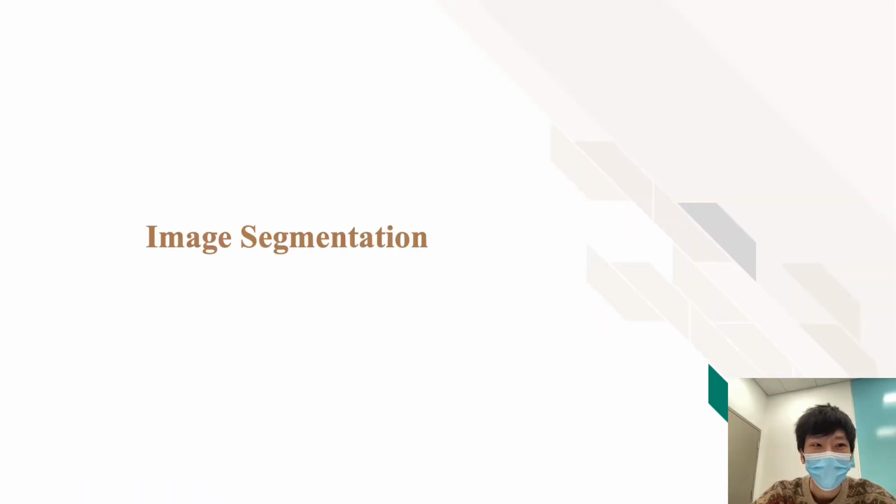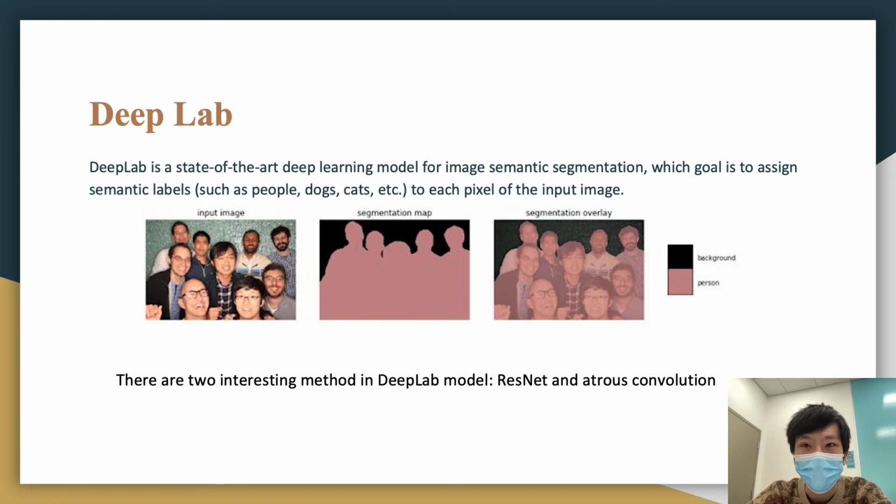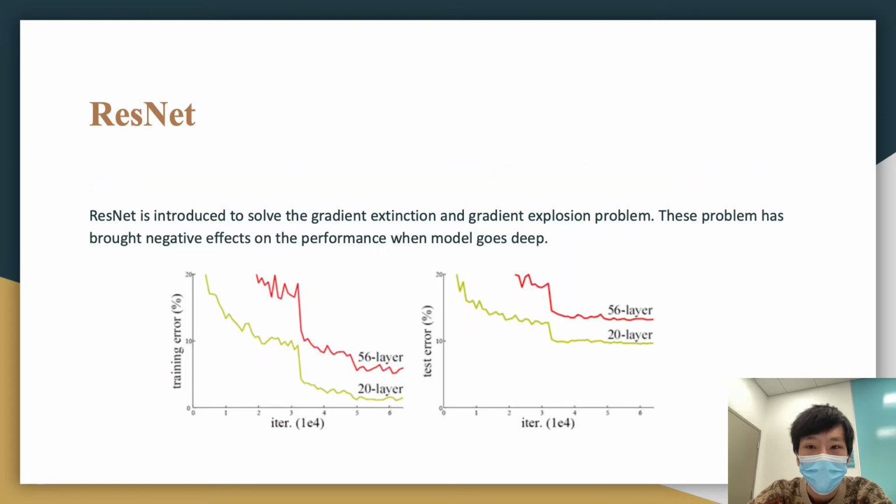Image segmentation plays an important role in computer vision, and the DeepLab model is a famous model for segmentation. DeepLab is a state-of-the-art deep learning model for image semantic segmentation, whose goal is to assign semantic labels such as people, dogs, cats, and so on to each pixel of the input image. The following figure shows the DeepLab result in segmentation, and we focus on 2 interesting methods in DeepLab, ResNet and atrous convolution. ResNet is created to solve the gradient vanishing and gradient explosion problem.